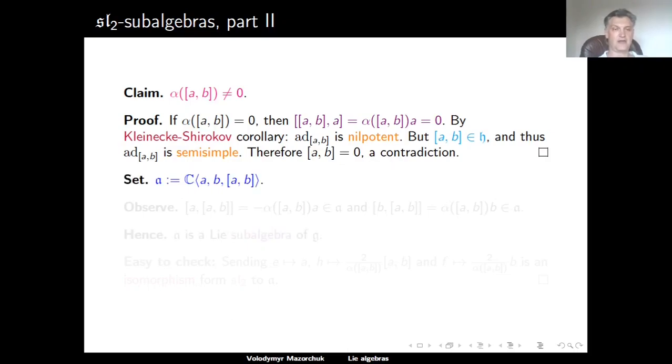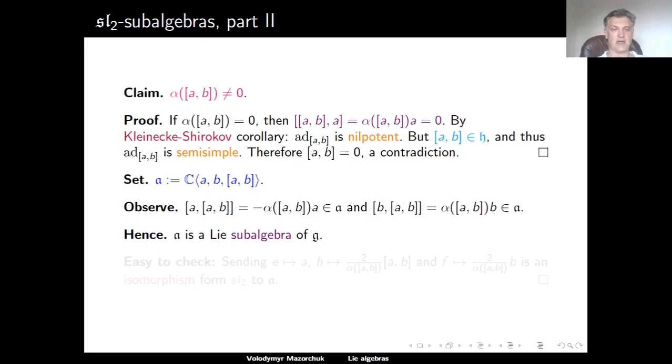Therefore, we can define a vector space, call it script A, a subspace of our Lie algebra G, which is spanned as a vector space by the elements A, B, and the commutator of A and B. We observe that if we commute A with the commutator of A and B, since the commutator of A and B belongs to H, we will get A times the scalar, which is computed using the evaluation of the commutator of A and B via the linear functional alpha. Similarly, the commutator of B with the commutator of A and B belongs to script A. This implies that script A is actually a Lie subalgebra of G. So all non-trivial brackets stay in script A.